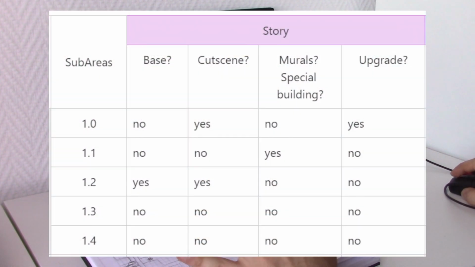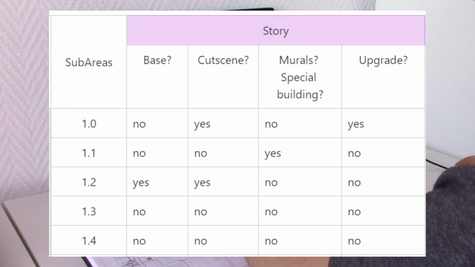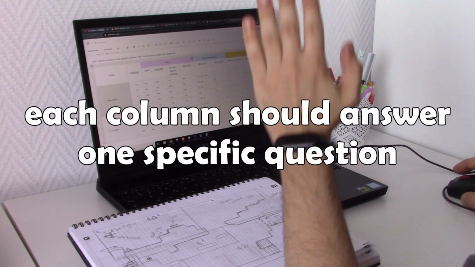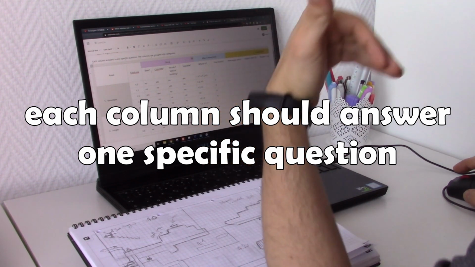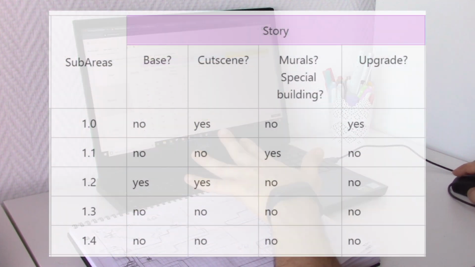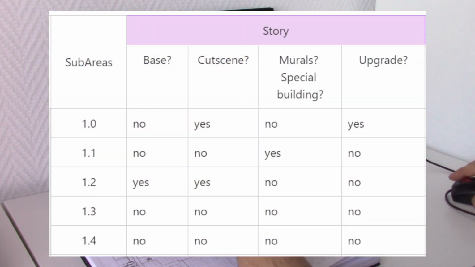The first category is the story, and for this part, of course, I had as a very important reference the Word document that I wrote before doing all of this work. I built this big table so that each column answers a very specific question. In the story category, for example, I have 4 questions here. Is there a base in this sub area? And the answer is either no or yes.